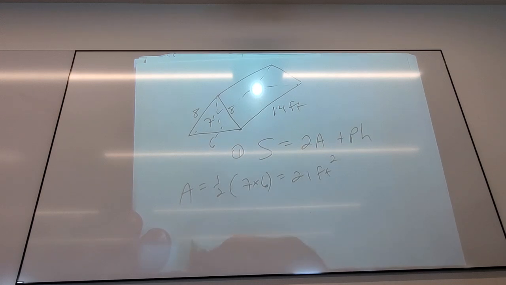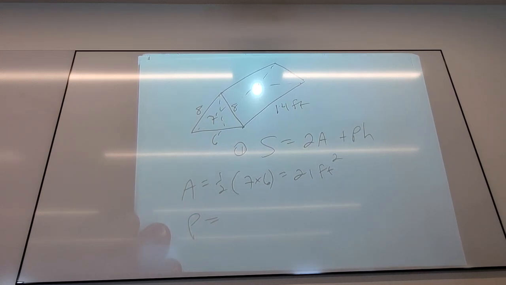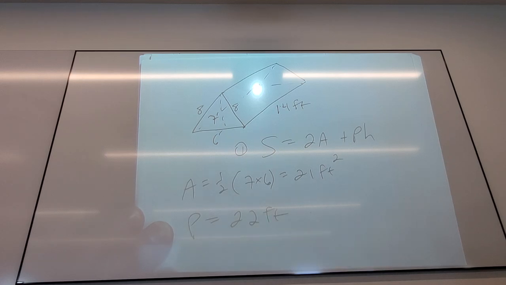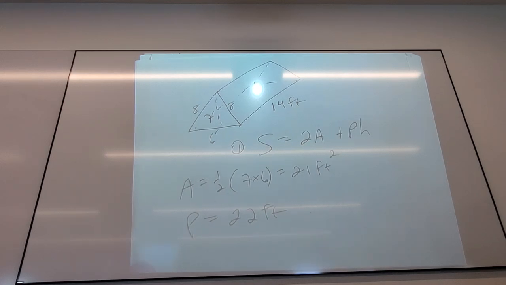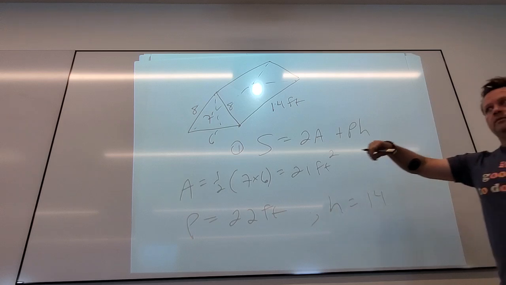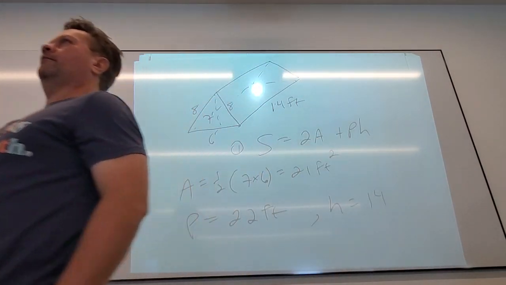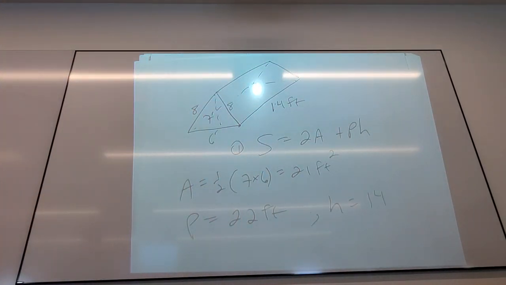What is the perimeter that I need for that? What's P? Yeah, 22 feet. Good. And what's H, of course? 14. Good. Now, if I want to feed this formula what it wants, I have to figure out the area of the repeated shape, the perimeter of the repeated shape, and how long that shape is repeated. The height, in that case.